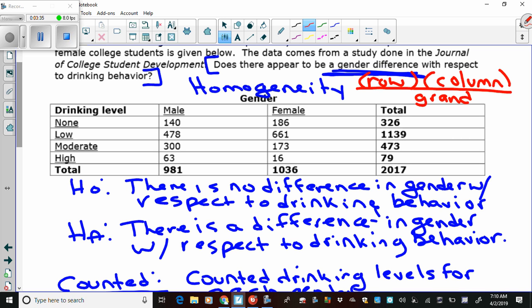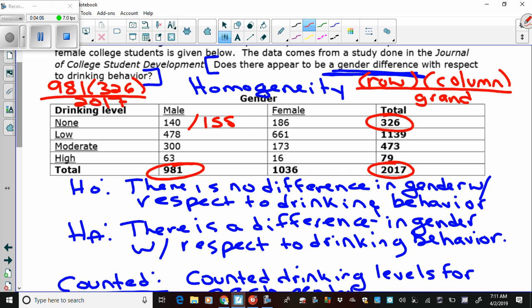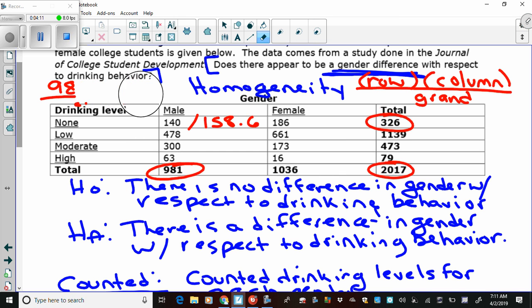So for example, if I wanted to find the expected counts for males who don't drink, I would look at the male total, 981. I would look at the non-total, the 326, and I would multiply those. I would take 981 times 326, and then I would divide it by the grand total, the 2017. So that gives me about 158.6.